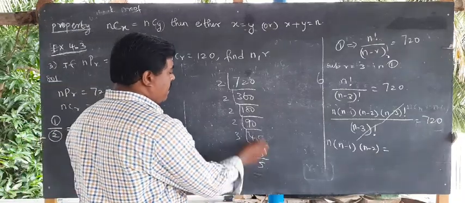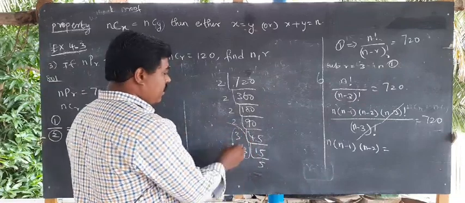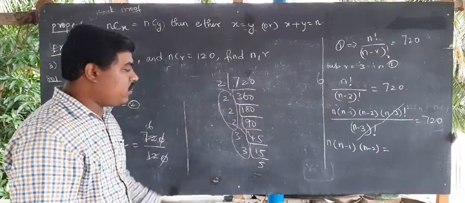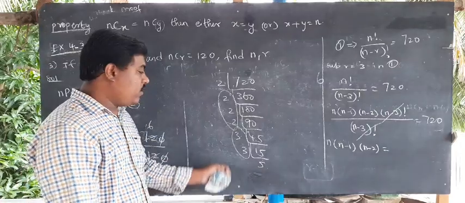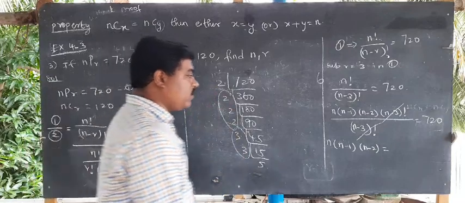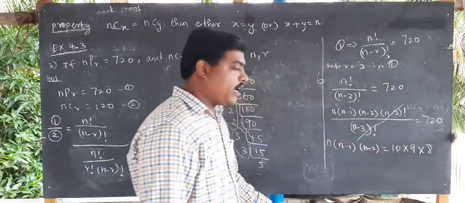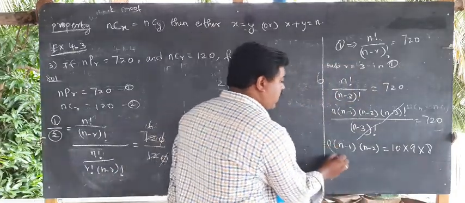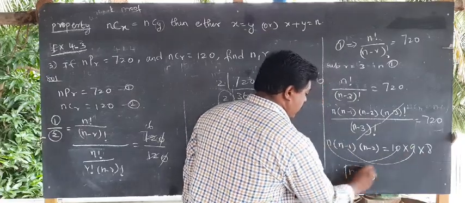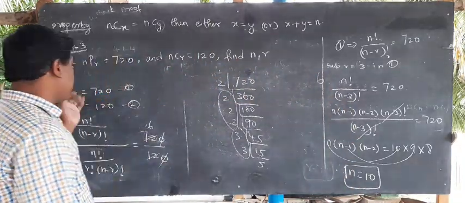So 3 into 3 is 9, 2 into 2 into 2 is 8, one combination 9 we are having, one combination 8 we are having, 5 into 2 is 10. So I write 10 into 9 into 8. I convert into 3 terms. So this will be equal to here, this will be equal to here, therefore n equals 10. So we can find r and n by using the formulas nPr and nCr. Thank you.